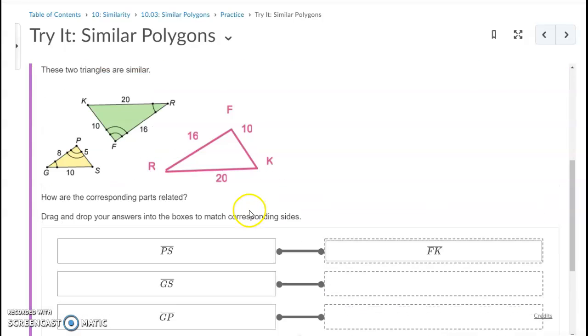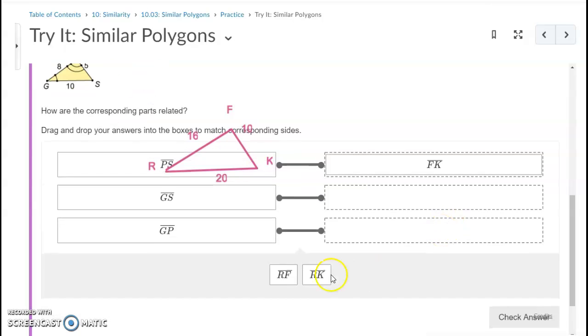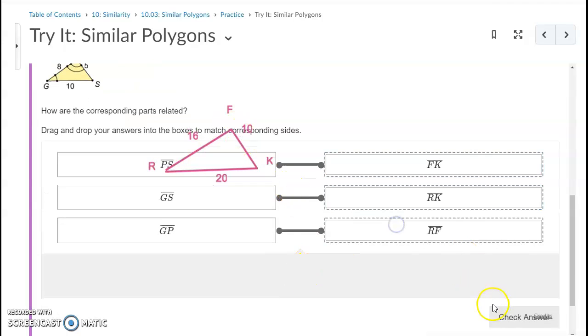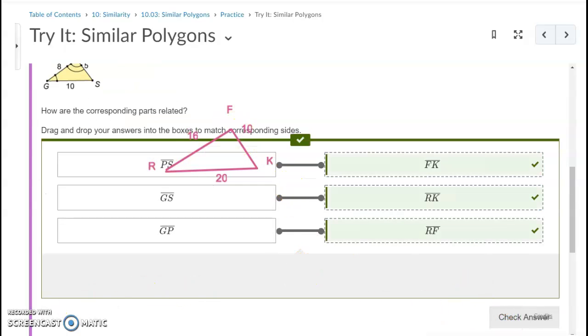So I'll scroll down a little bit here and grab FK. And then scrolling back up, GS, what is that corresponding to? Well, GS is the bottom side. It's going to correspond to RK. I guess we didn't really need to label the sides with the numbers because they're not asking us about the number values. But next we're going to label GP, and that's going to be the last one left. GP is this side 8, that's going to be RF. And there we have it.